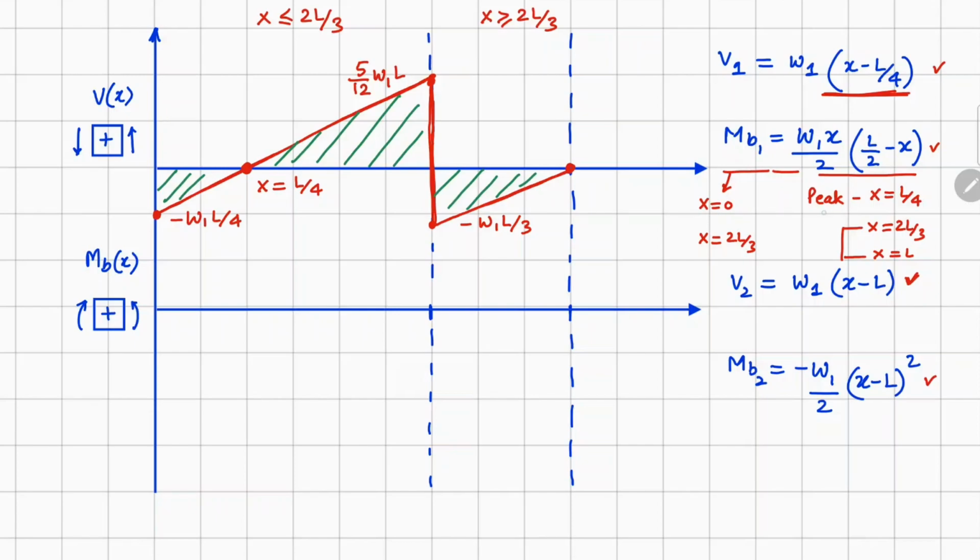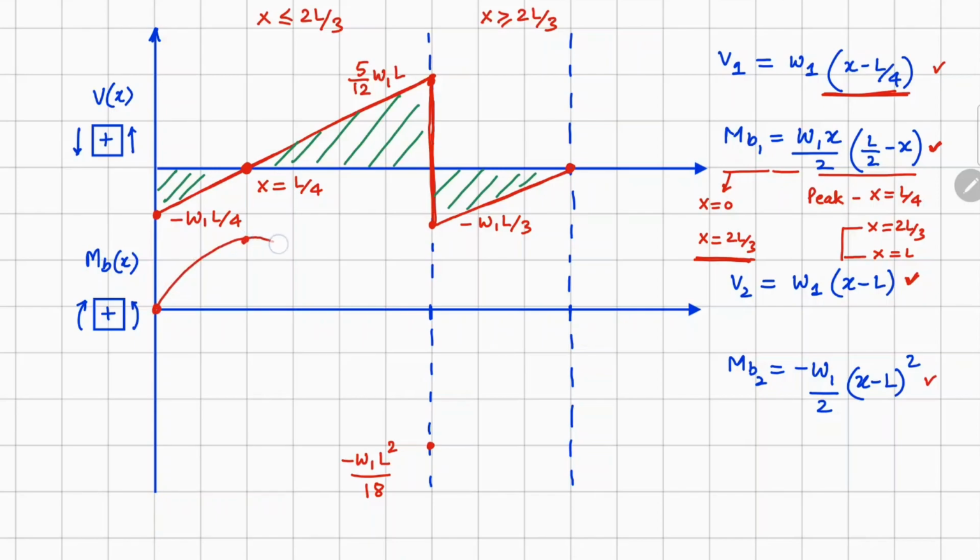So if you look at x equals 0, you can see that this is going to be 0. So we'll start somewhere here. So this value here is going to be minus w1 l square divided by 18, which is at 2l over 3. Now we look at the parabola. From the equation here, the power x square has a negative sign, so it needs to be a parabola opening downwards, and the peak is going to be somewhere here for this parabola, right at x equals l by 4. So now we can draw a parabola connecting these 3 points.